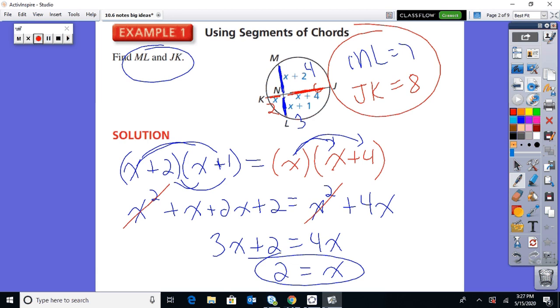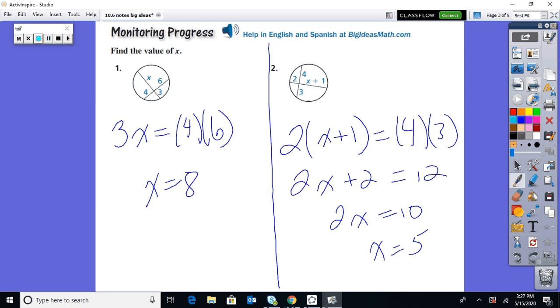All right, moving along. Monitor progress. Pause it and try these couple problems, again just breaking down the pieces of the segments. All right, it should look a little something like this. You've got 3 times x equals 4 times 6.